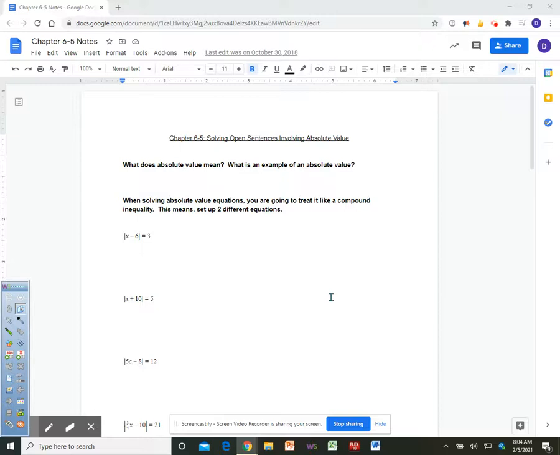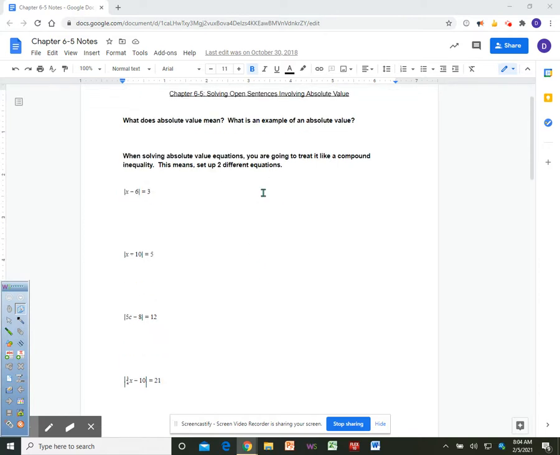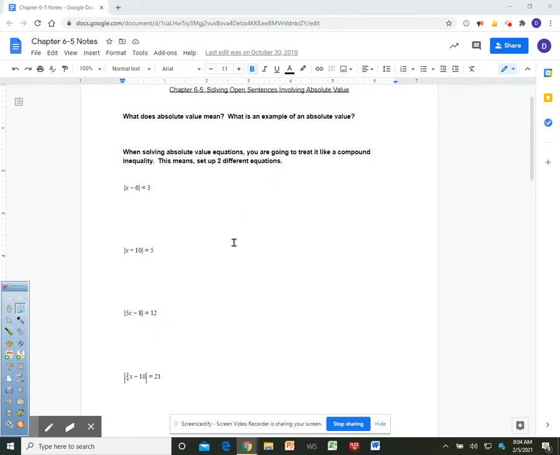Hey guys, today we are going to be talking about chapter 6-5, which is on solving open sentences with absolute values. So we're going to be having inequalities today with absolute values. What we're going to be doing is they're going to give us equations. Now we're going to have some with equal signs and some with inequality signs. So we're just going to cover both of them today.